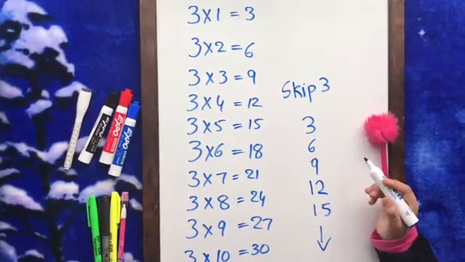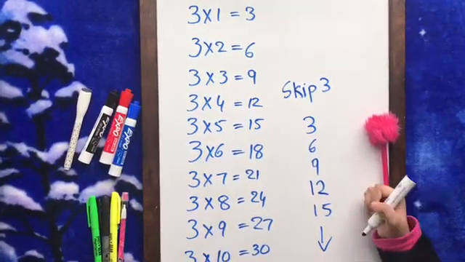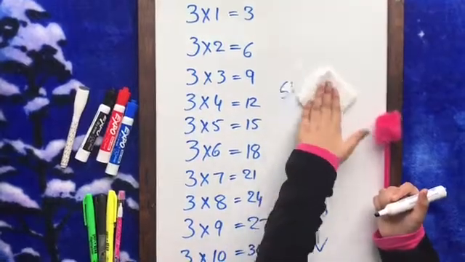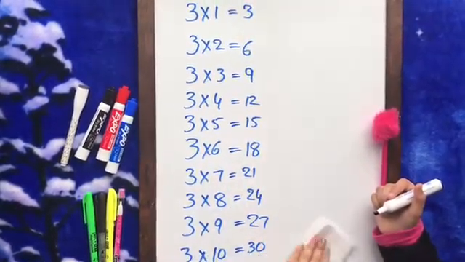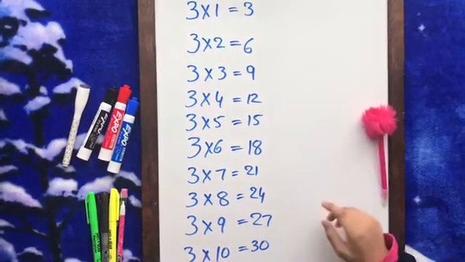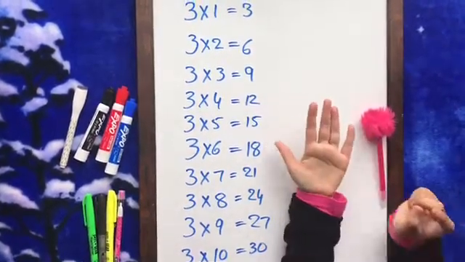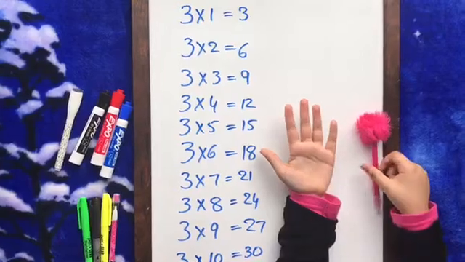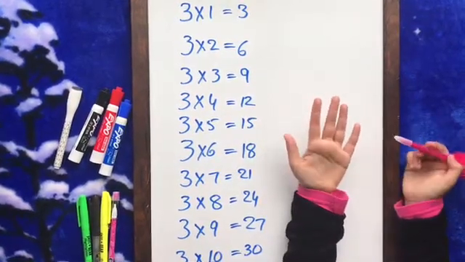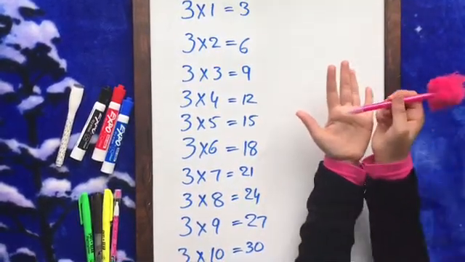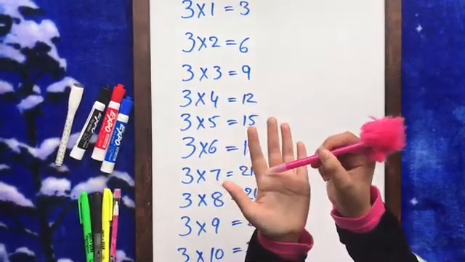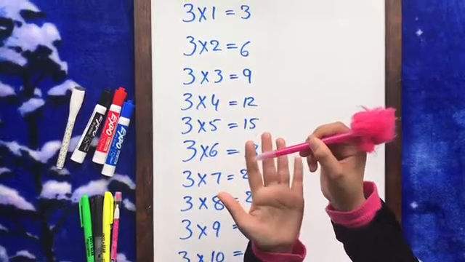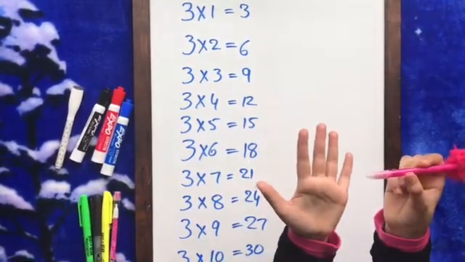And now, the other trick is with fingers. Take your hand, and you see the 3 lines in your fingers. And these are 1, 2, 3. We count them like that.